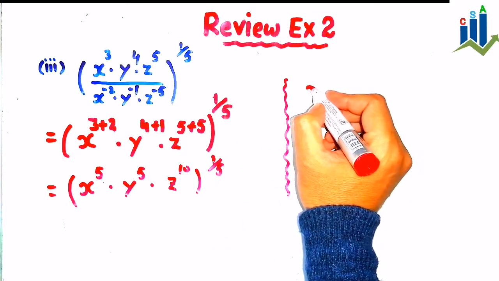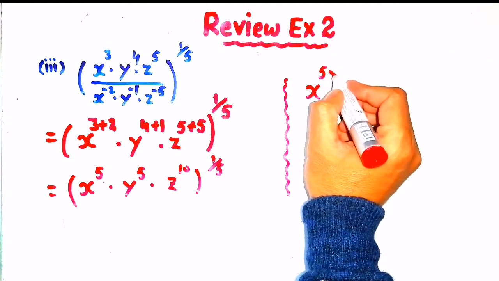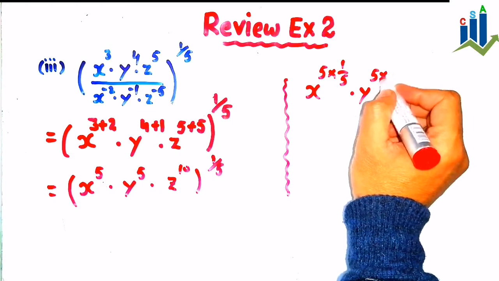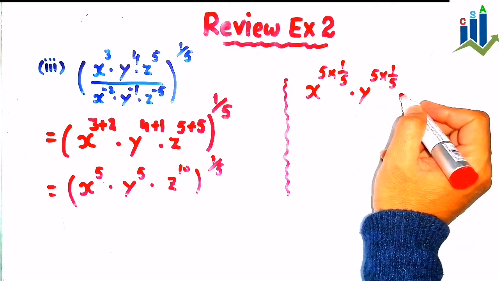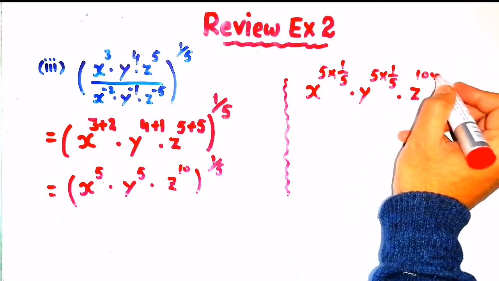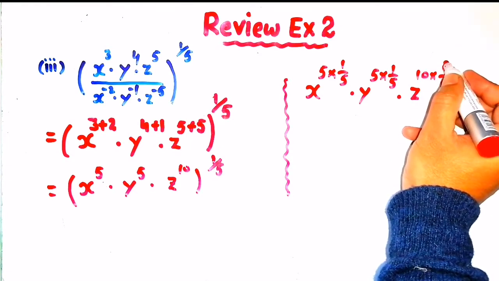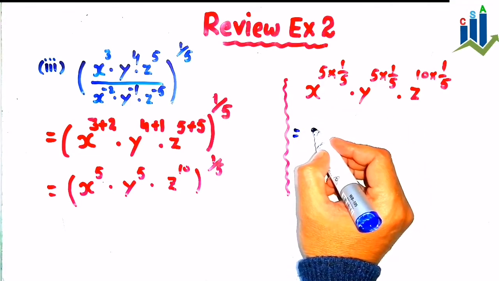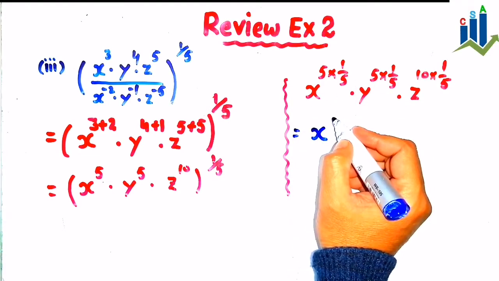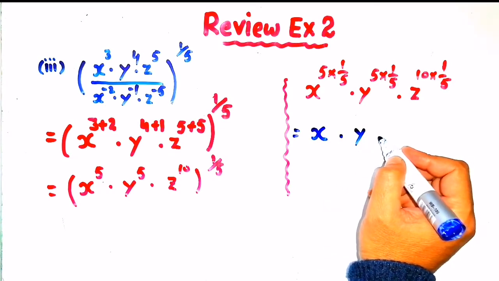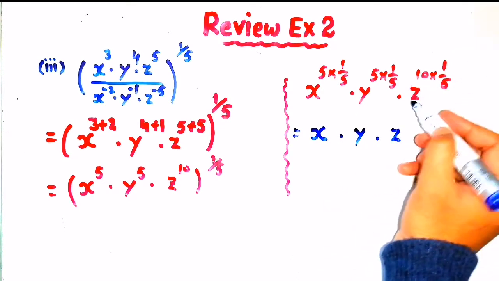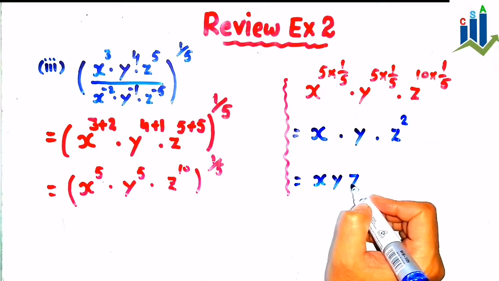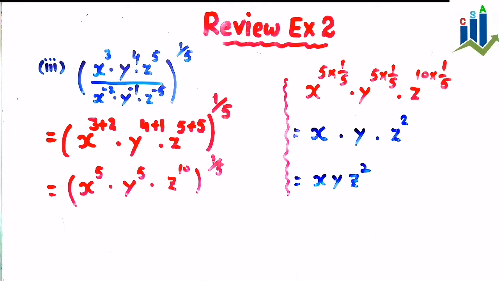Now it will become x raised to power 5 multiplied by 1 over 5, y raised to power 5 multiplied by 1 over 5, and z raised to power 10 multiplied by 1 by 5. Now cancellation will be as x, y, z, 5 twos are 10, so answer will be x, y, z square.